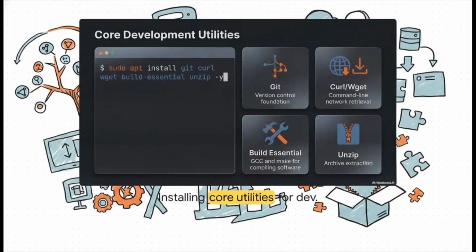Next up, we install our foundational utilities. We're talking Git, curl, wget, and build essential. These are the absolute basics every single AI developer relies on daily.